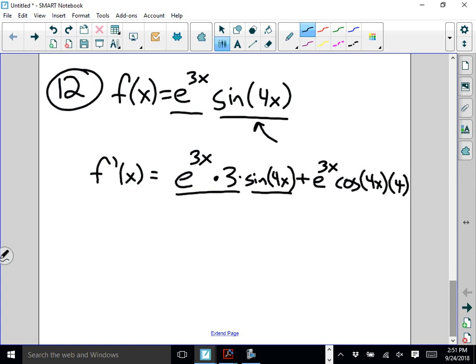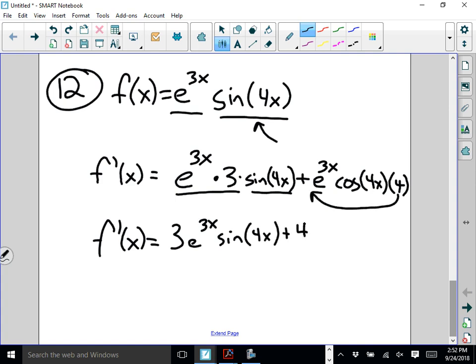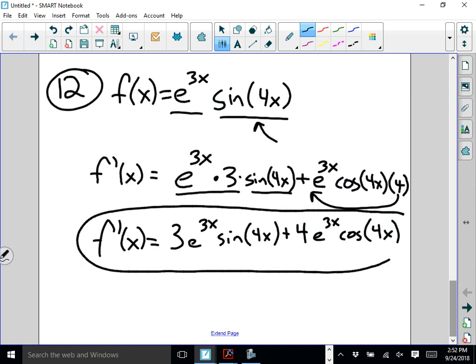All right, I'm just going to clean this up a little bit and write my coefficients out front. So I'm going to say this is 3e to the 3x sine of 4x plus, I'm going to put this 4 out front, 4e to the 3x cosine of 4x. And I'm done. Let's take a look now at problem 14.